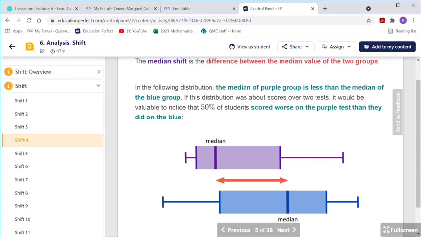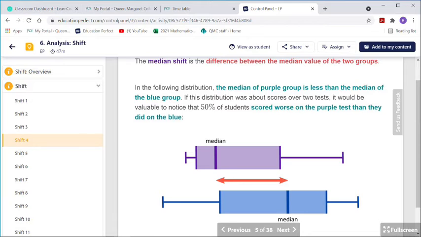In the following distribution, the median of the purple group is less than the median of the blue group. Do you see that? It's less than because these things are just like on a number line, so it's far to the left. As a matter of fact, that median is also lower than the lower quartile here. Do you agree? And these three boxes represent how much as a percentage of the data in the blue section? One, two, three of them, so that's what?